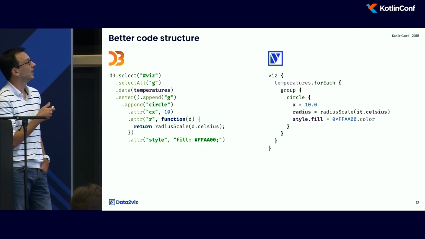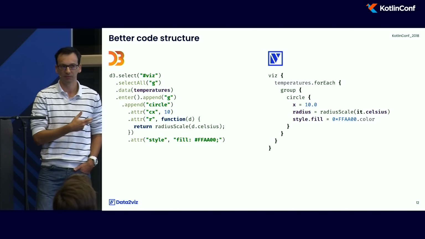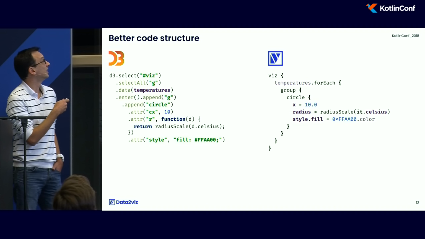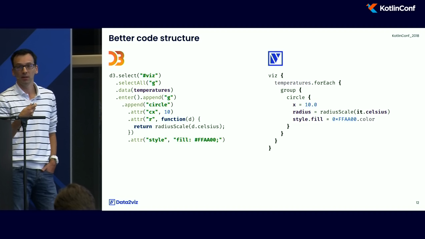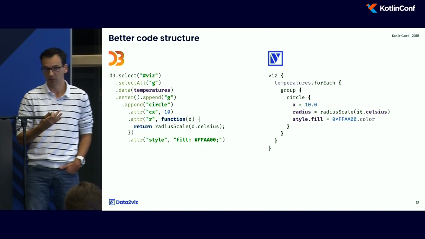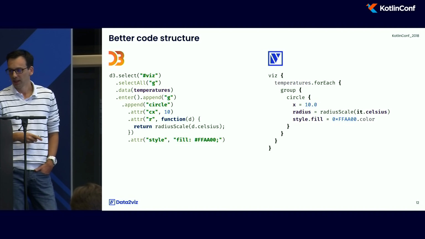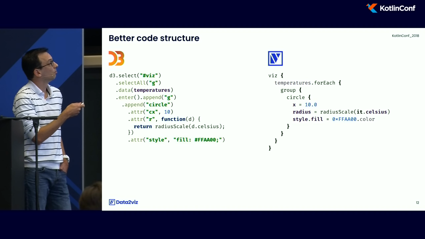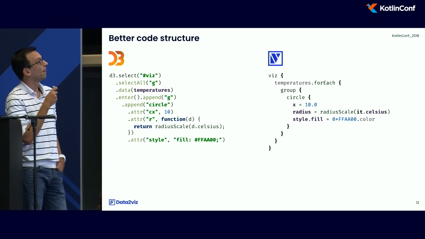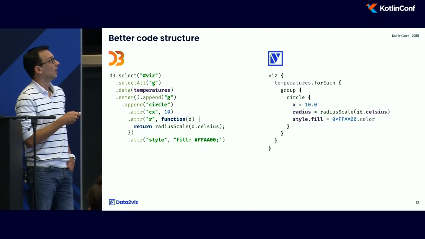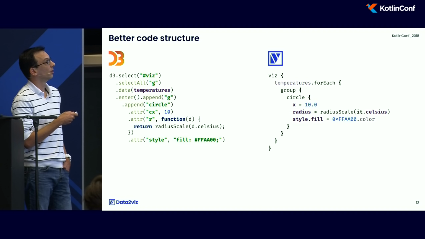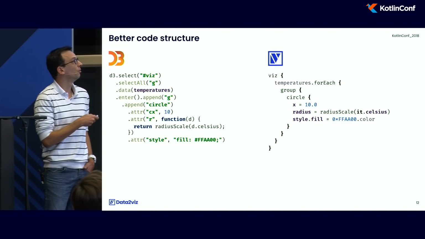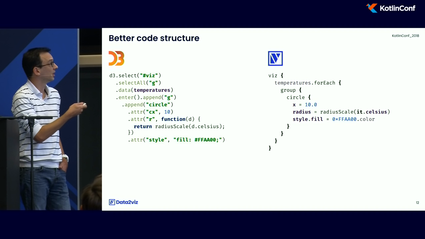Here we have put some indentation, but this indentation has no real meaning. It's just here to make it easier to read. Inside this, there's no way the IDE can help you because you don't know where you are. And here you see that Kotlin has helped us to provide a better code structure. So here, we have much more expressive code. We explicitly iterate over our temperatures, so there's no magic binding like here. And in our loop, we create a group. Inside, we create a circle.